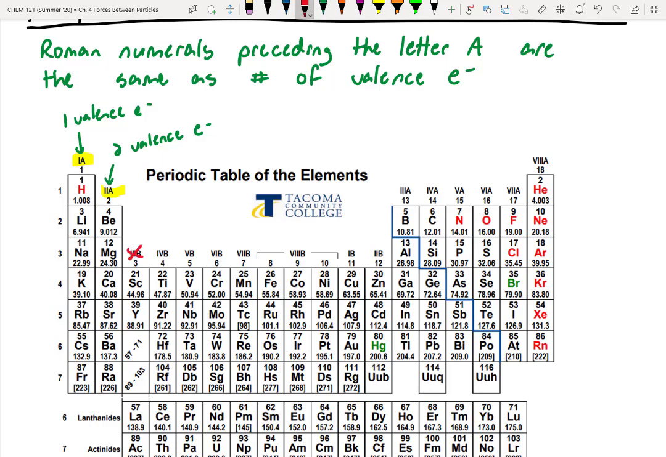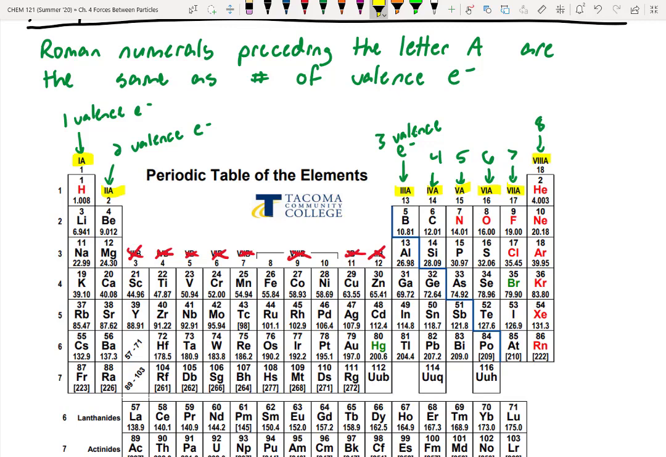All of these down here we don't do because these have B's, so we're going to ignore those. These are the transition elements. We'll just ignore these for valence. And then we'll hop over here to 3A, and as you can imagine, this has 3 valence electrons, and then over here this would be 4, this would be 5, this would be 6, this would be 7, and this would be 8. So if you have a periodic table, you can quickly just look at it and determine the number of valence electrons.